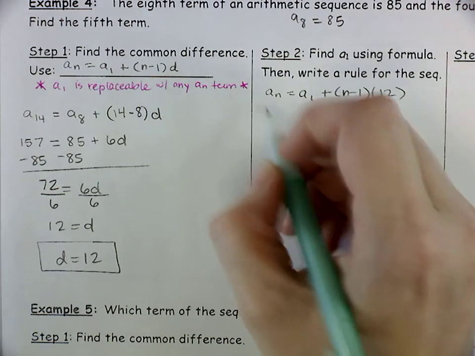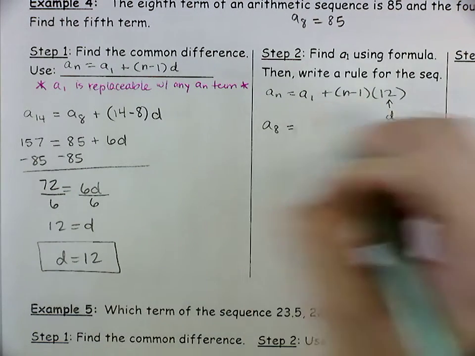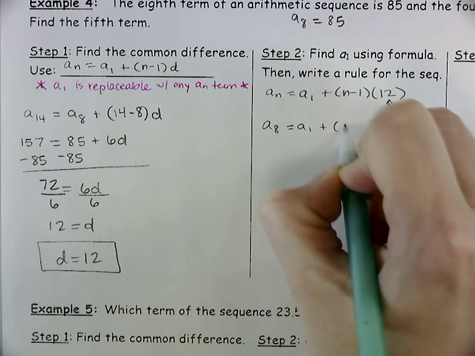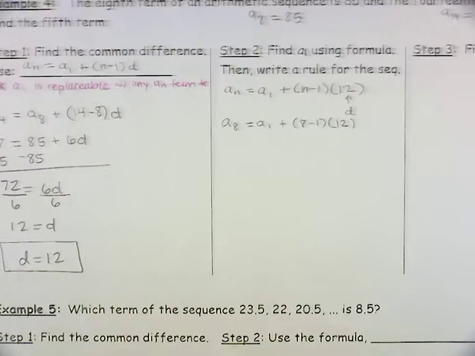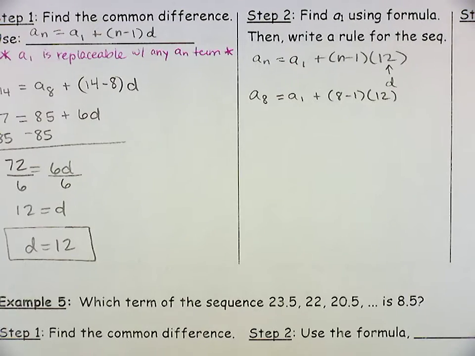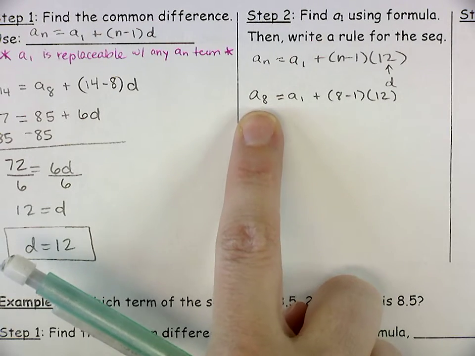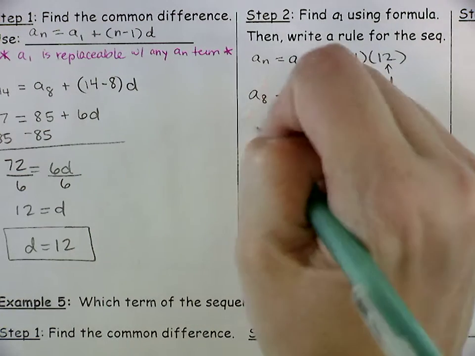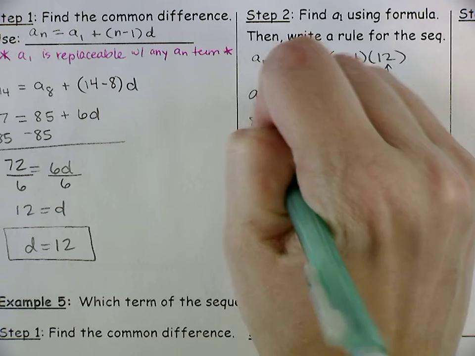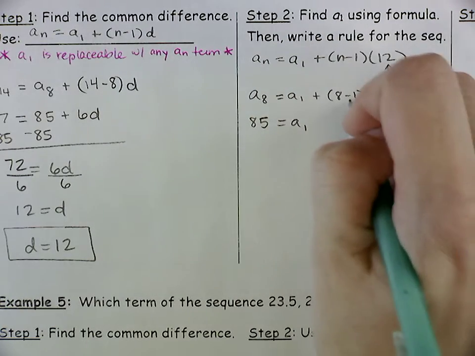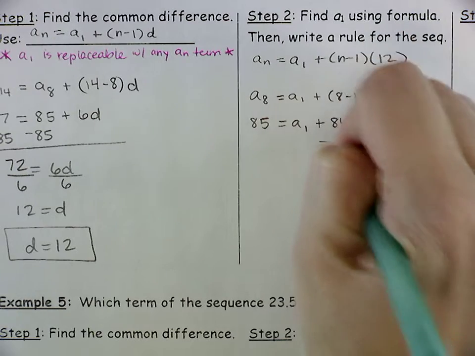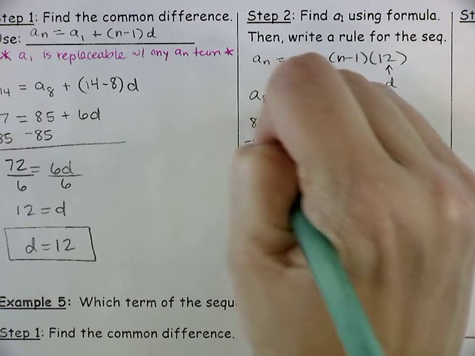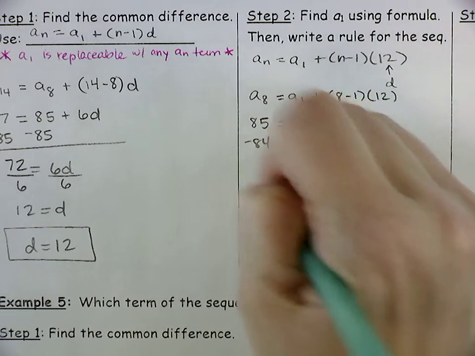And then you could choose. If I already have a sub 8, I'm going to plug that in for n. Now, I don't have to use a sub 8. What else could I use? Yeah, a sub 14. I just always pick the one that's smaller. Okay, and then this would be 7 times 12, which will be 84. So then my a sub 1 term is what? 1.